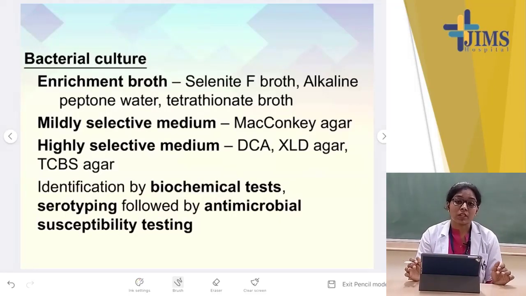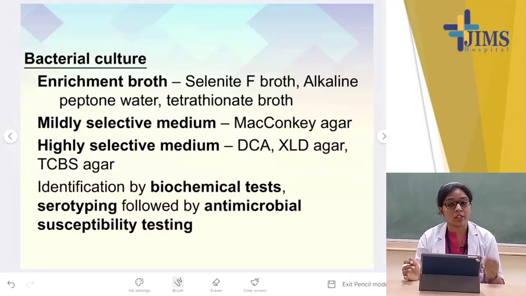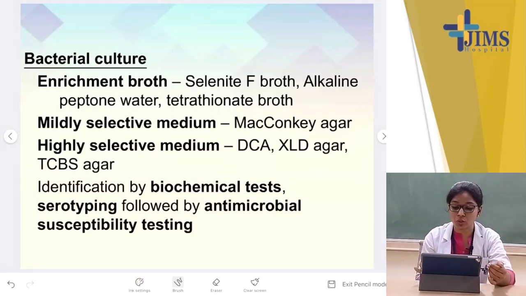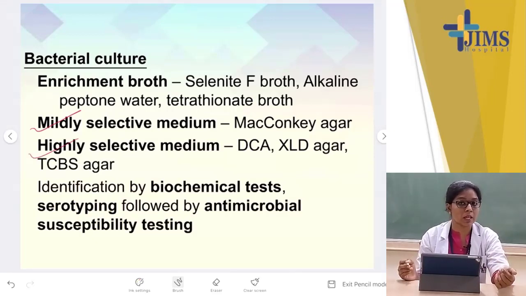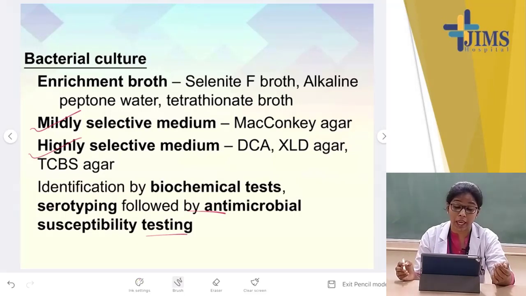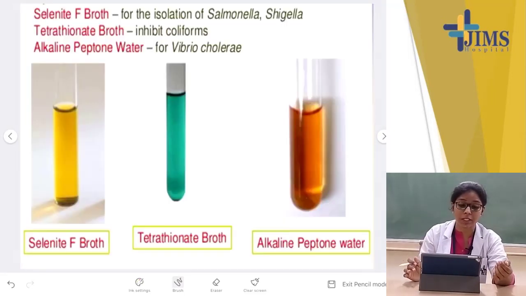Now you perform the bacterial culture. This thing I have taught you previously. You need an enrichment medium, a mildly selective medium, and lastly a highly selective medium. If it's an enrichment broth, you can ask for selenite F broth, alkaline peptone water or tetrathionate broth. For mildly selective media, it's the MacConkey agar; highly selective media are DCA, XLD and TCBS. After the bacterial culturing is done, you perform biochemical tests, serotyping and of course AST, antimicrobial susceptibility testing.